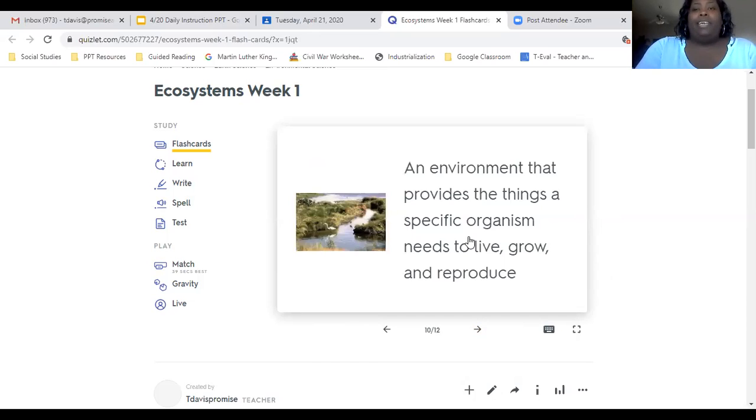Habitat. A habitat is an environment that provides the things a specific organism needs to live, grow, and reproduce. Remember in class, we talked about how animals must have a place where they can sleep and stay safe and have their young. And so this would be considered their habitat. They need to live, they need to grow, and they need to reproduce or have young, new babies.